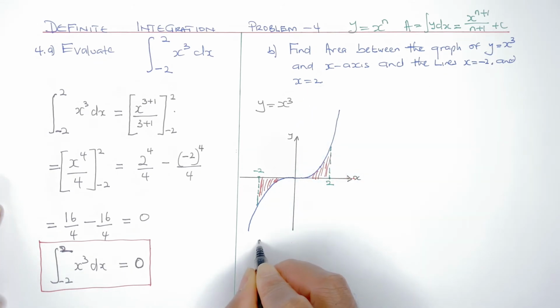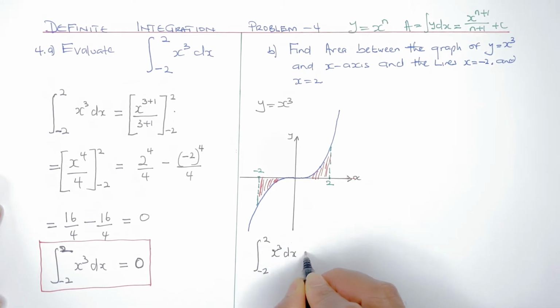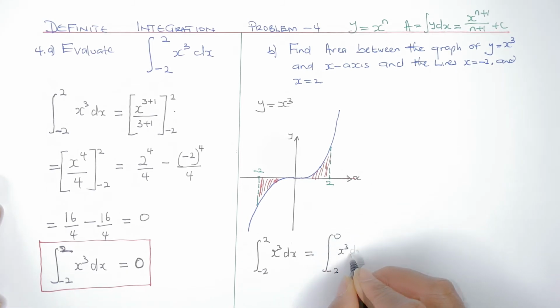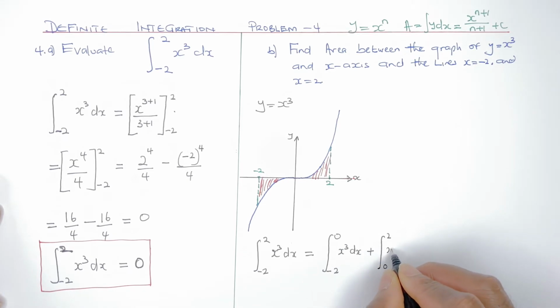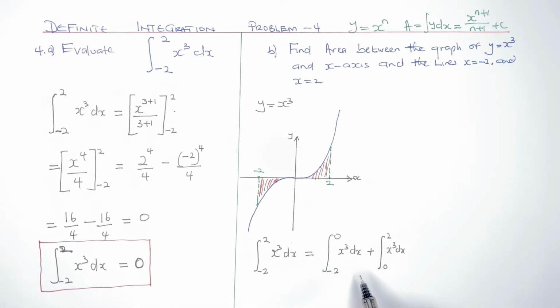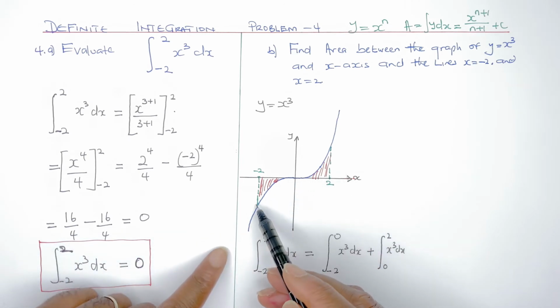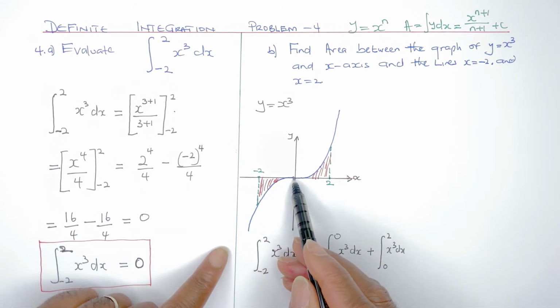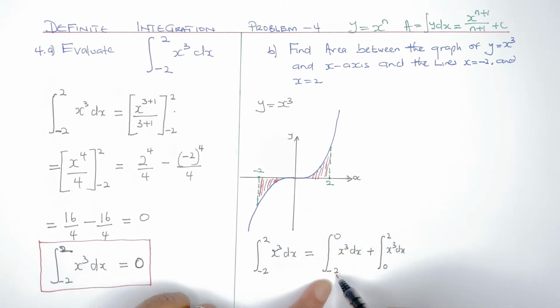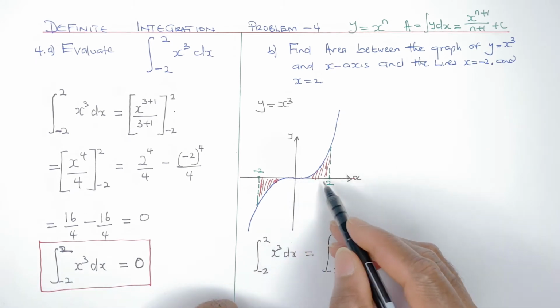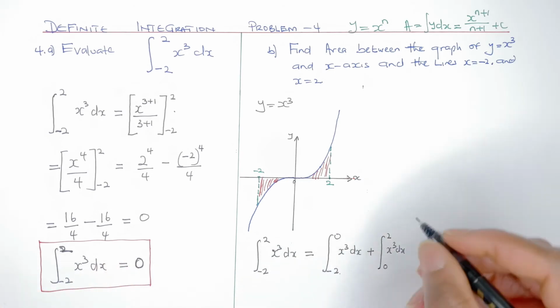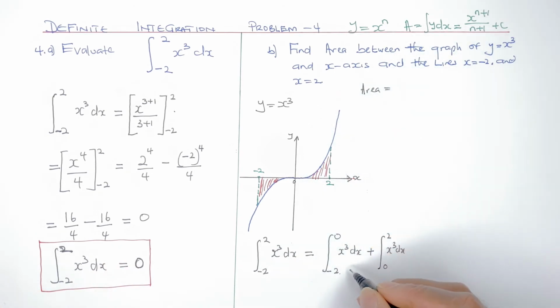So we integrate from minus 2 to 2 of x cubed dx, which can be written as the integral from minus 2 to 0 of x cubed dx plus the integral from 0 to 2 of x cubed dx. So that's a good way to do it because we're not going to have a negative area, so we can find the area between minus 2 and 0, lower limit, upper limit, and 0 and 2. We just add them together.